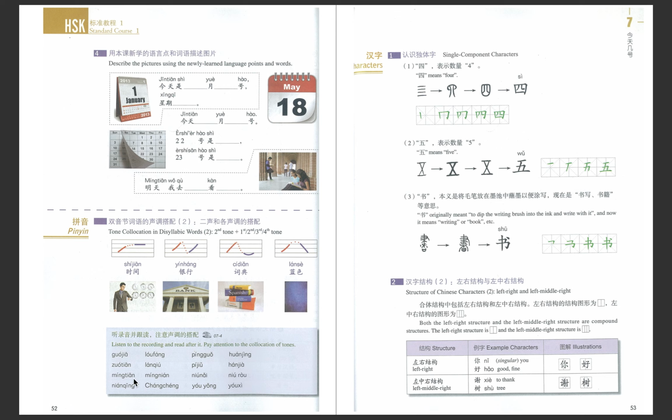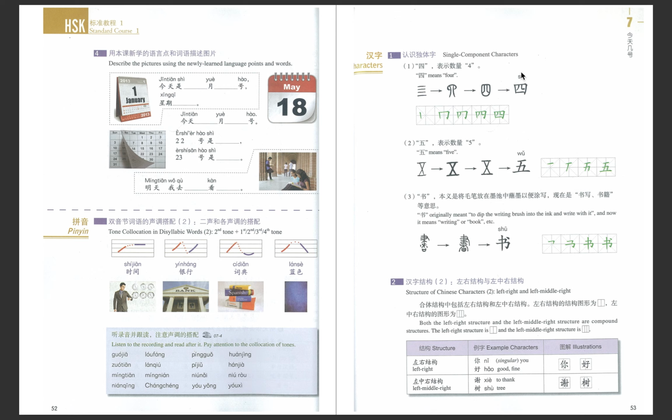明天明天 tomorrow 明年明年next year 牛奶牛奶 milk 牛肉牛肉 beef 年轻年轻 young 长城长城 the Great Wall 游泳游泳 swimming 游戏游戏 game single component characters.